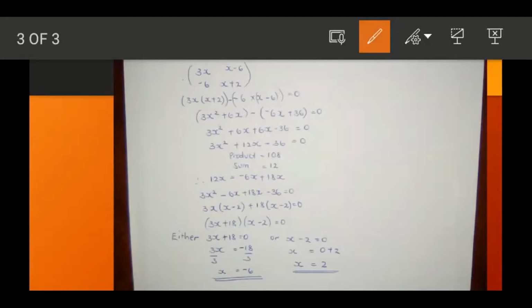Okay, thank you, teacher. Having got the product and the sum, the product being -108, I'm a little confused how she came up with the next formula being 12x minus -6x plus 18x.